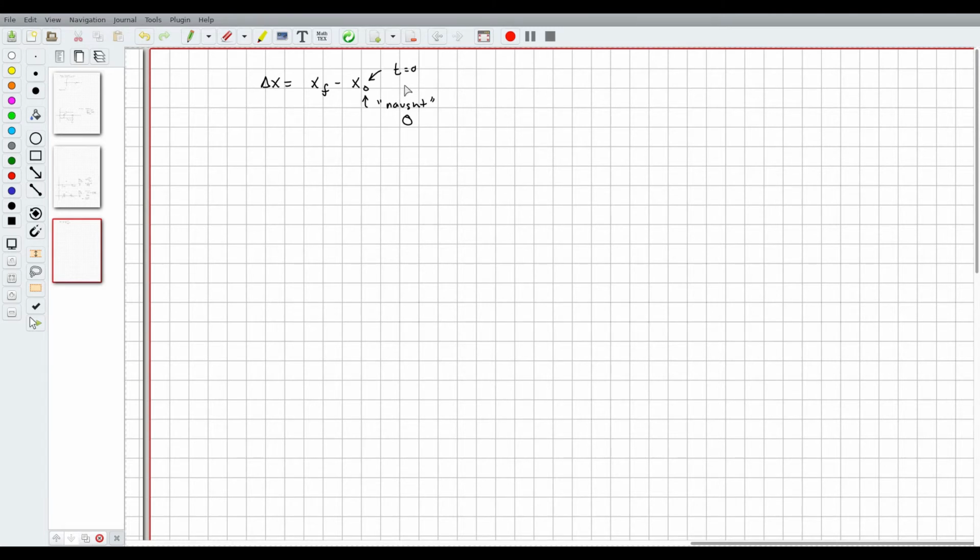But what I'd like to do again is just to show you some of the caveats of the displacement, because displacement isn't the same thing as distance traveled. Displacement is the straight line distance and direction between 2 points in space.